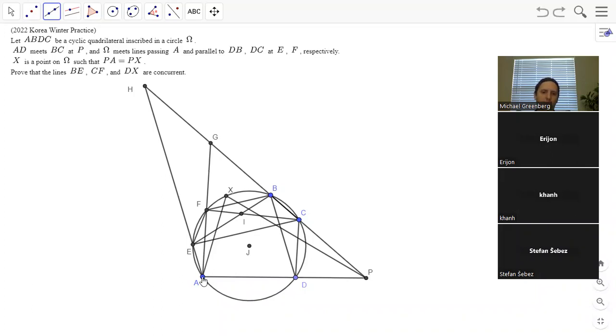And then you just want to show that VX passes through that. So that's another way we could formulate this. You just have to use PA equals PX is the key here. You have to use that. We know JI is perpendicular to BF and CE.